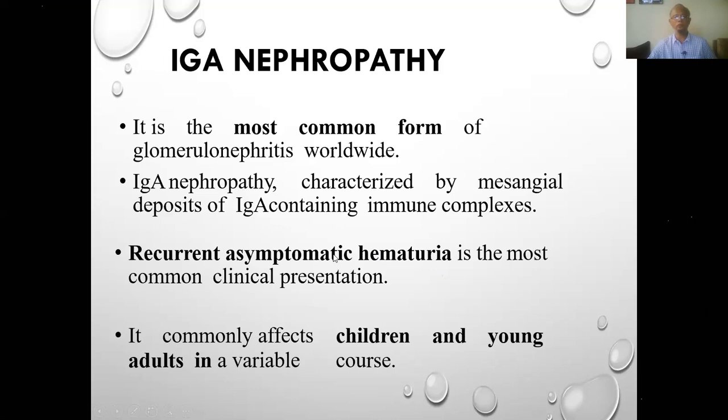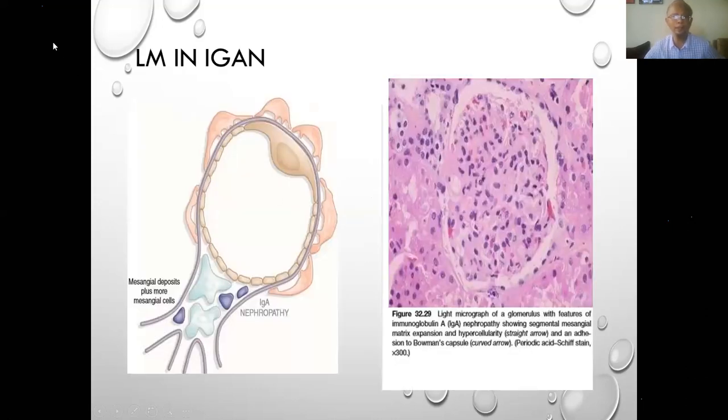So this is the most common. You are seeing light microscopy in IgA nephropathy: mesangial deposit and mesangial cell proliferation. In light microscopy of a glomerulus with features of immunoglobulin A nephropathy, there is segmental mesangial matrix expansion and hypercellularity, and also an addition to Bowman's capsule.